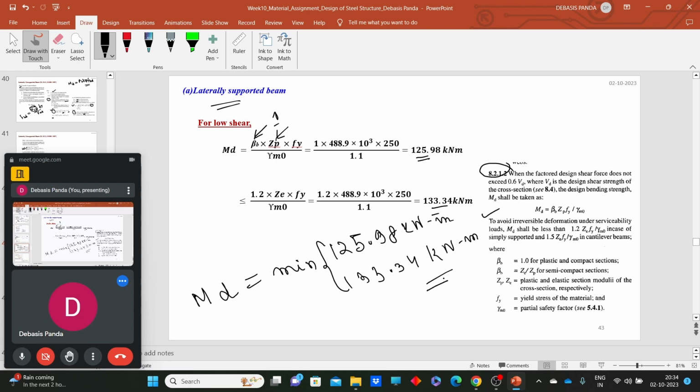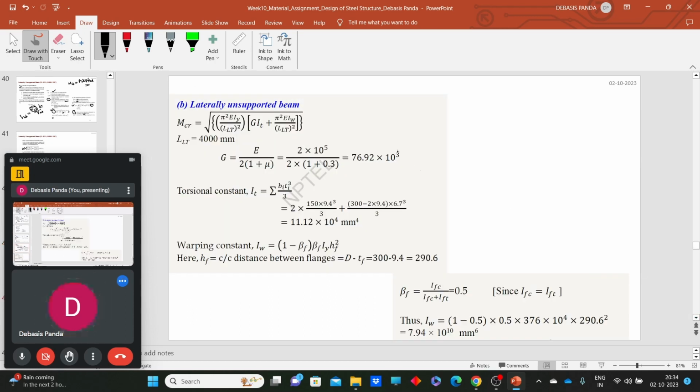Now for the laterally unsupported case, we need to calculate it. So first thing, for the laterally unsupported case, we need to calculate the M cr value. So what is the M cr value? We can get the equation from the clause. To calculate the M cr value, we need to know the effective length, that is already given. We can calculate the G value considering mu is equal to 0.3.